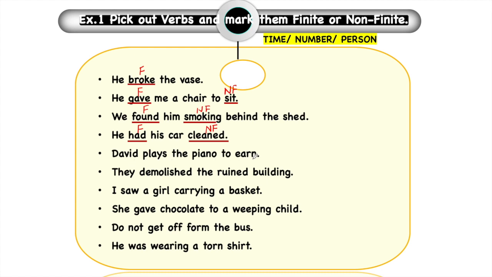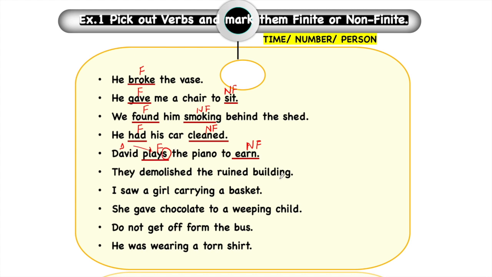David plays the piano to earn. Two verbs, plays and earn. If you write I here, then it will be play. I play the piano to earn. So finite verb, non-finite verb. This rule is explained very well in the tense videos.